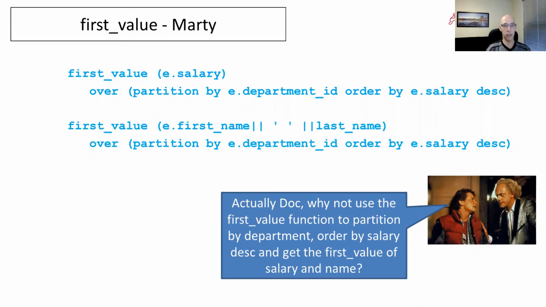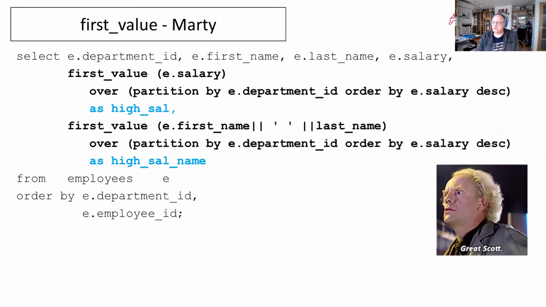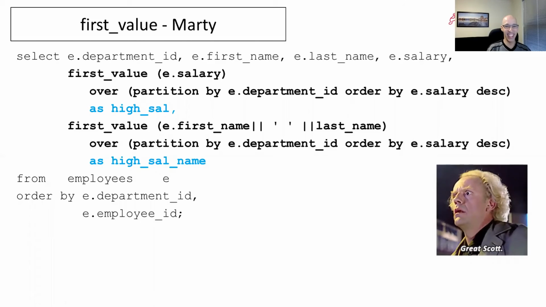And once we have these two analytic functions, we can build the entire query, which is relatively easy. Select whatever you want, and these two analytic functions, one is the highest salary, one is the highest salary earner or person, and then from employees, and you can order by, you can do whatever you want, and that's it. Much easier. No, Doc is impressed. Let's see the next example.